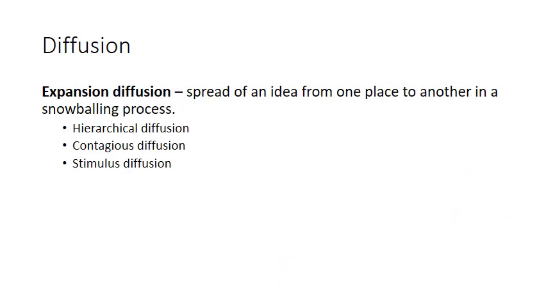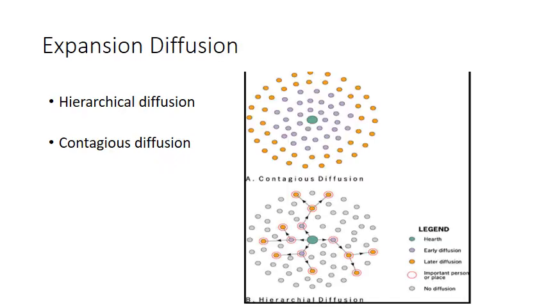Expansion diffusion is the type of diffusion in which an idea spreads from one place to another in a snowballing process where it gets larger and larger. There are three types of expansion diffusion: hierarchical, contagious, and stimulus. Hierarchical diffusion follows a hierarchy or an order, and it goes from the higher order to the lower order. When we talk about popular culture, the hierarchical order would be large world cities such as Tokyo or New York, and the idea is spreading from those to the next order of cities and then eventually to the rural areas.